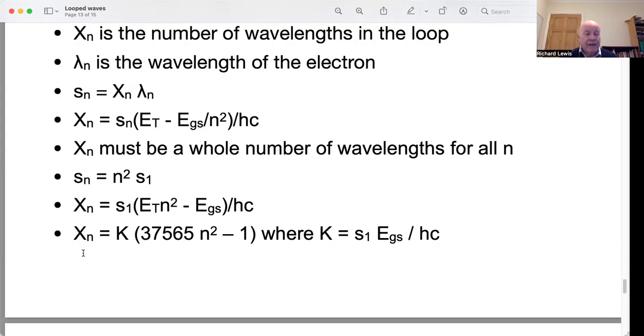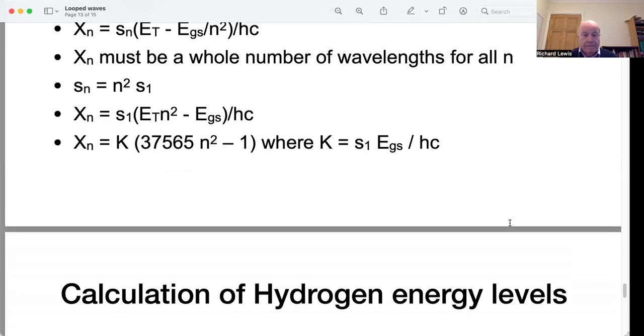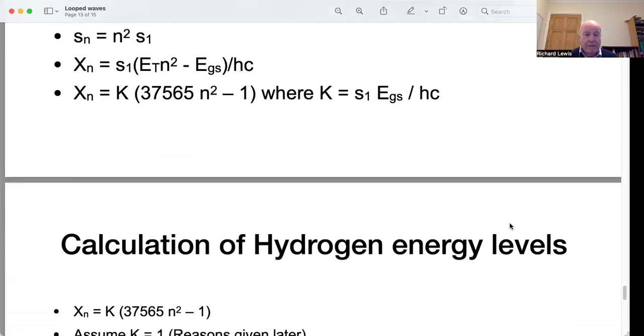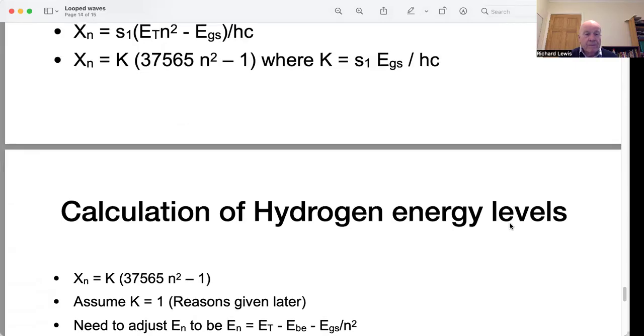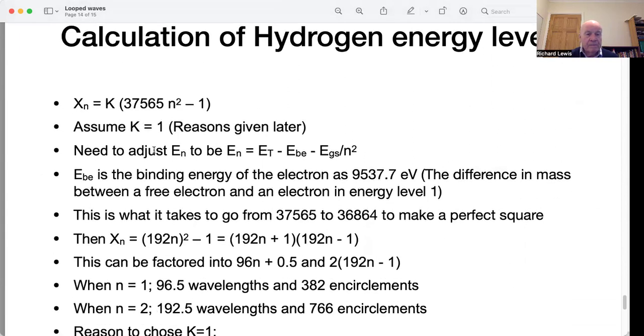And you can see that then, given the values of the energy of the electron and the ground state, we can turn that into a formula where K equals 37565 n squared minus 1, where K is S1 EGS over hc. So we've got a formula for the number of wavelengths in the loop. Now we're going to put K equals 1, and I'll explain why later.